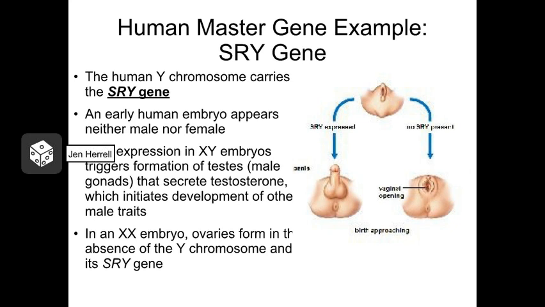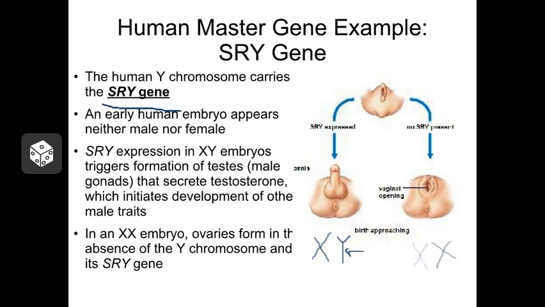An interesting example of a Hox gene in the human system is the Sry gene. Now, the Sry gene isn't a homeotic gene. It doesn't have to do with segmentation of the body, but it still has some pretty powerful effects. Female embryos in the human system have the chromosomes X and X, while males have an X and a Y chromosome. Now that little Y chromosome carries this Sry gene.